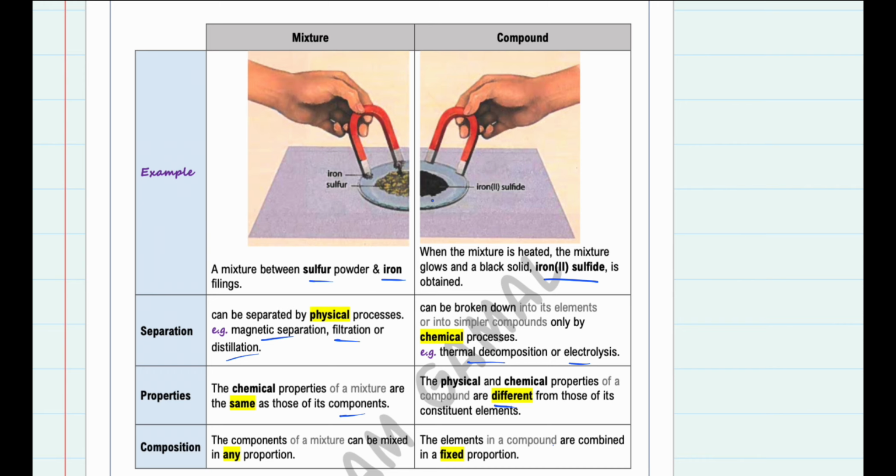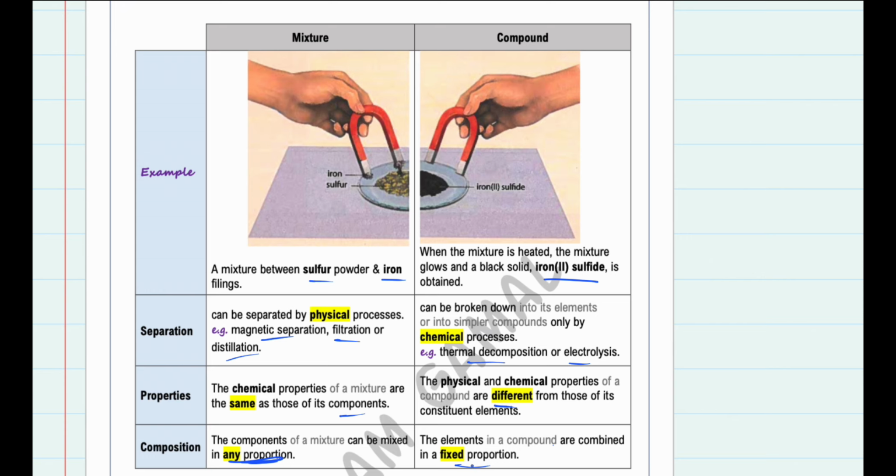As you may see here, iron(II) sulfide is a black powder, but the constituent elements, sulfur and iron, have different colors. When we form mixtures, we can use any proportion, but in compounds, we have to stick to fixed proportion between elements.